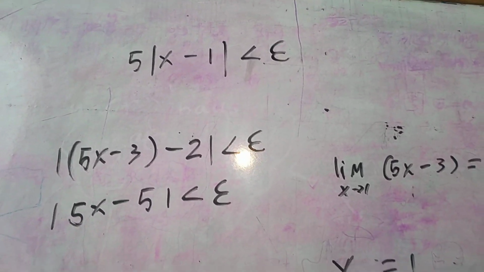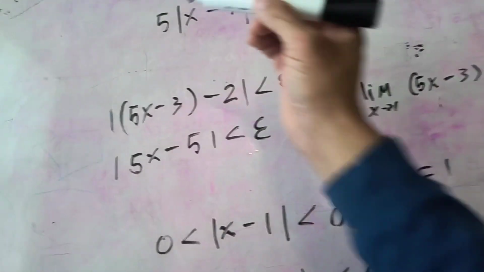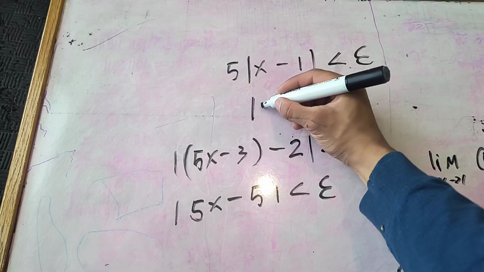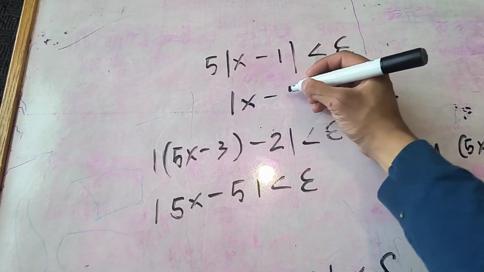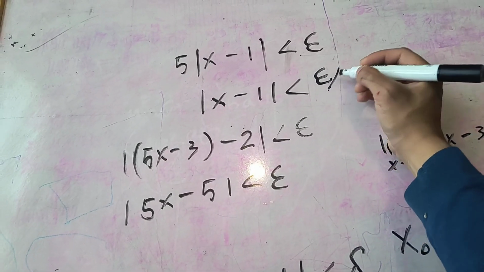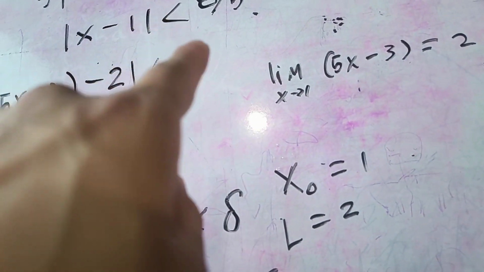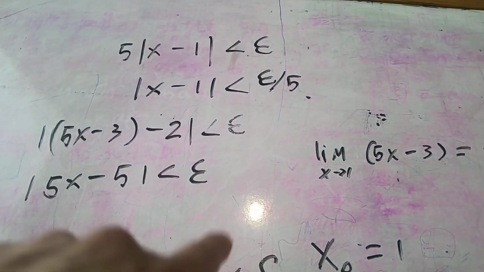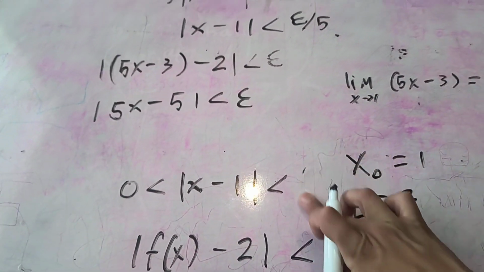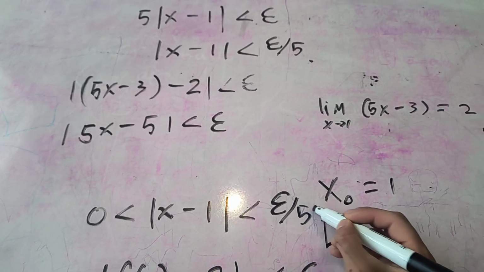Now we've got to get to x minus 1. We can divide both sides of the inequality by 5, and we are just left with the absolute value of x minus 1 is less than epsilon over 5. So there we go, we've got it to this inequality. So we can now assume that delta is this: delta is epsilon over 5.